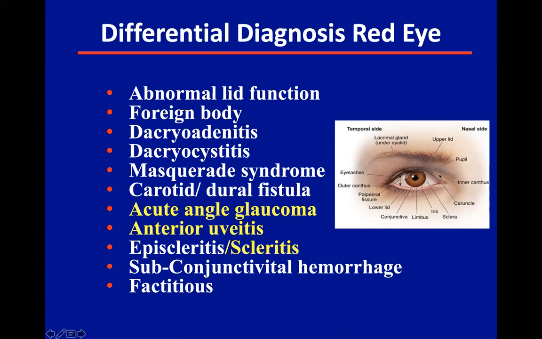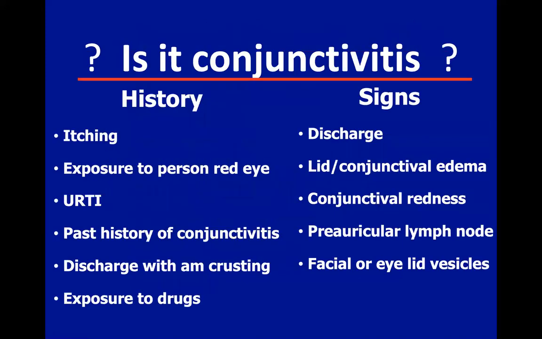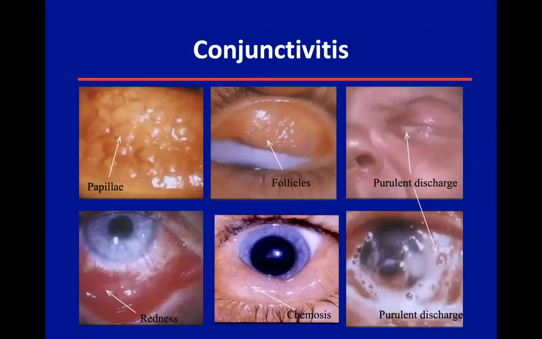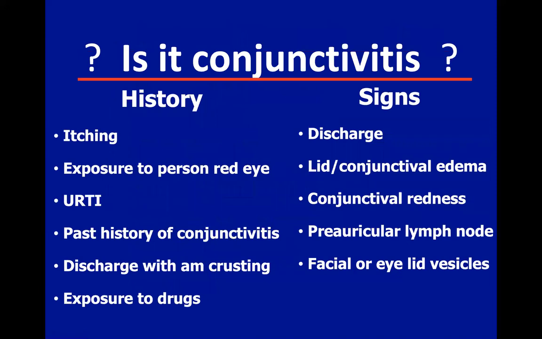So look at this. This is your eye, and it just shows you why you can get a red eye. Simply, you have your lids, you have your cornea, you have your pupil, you have your glands, your sclera, your iris, your limbus. We're going to be talking about that later. So all these can cause a red eye. So you ask yourself, is it a conjunctivitis? Take a good history. A good history is really important.